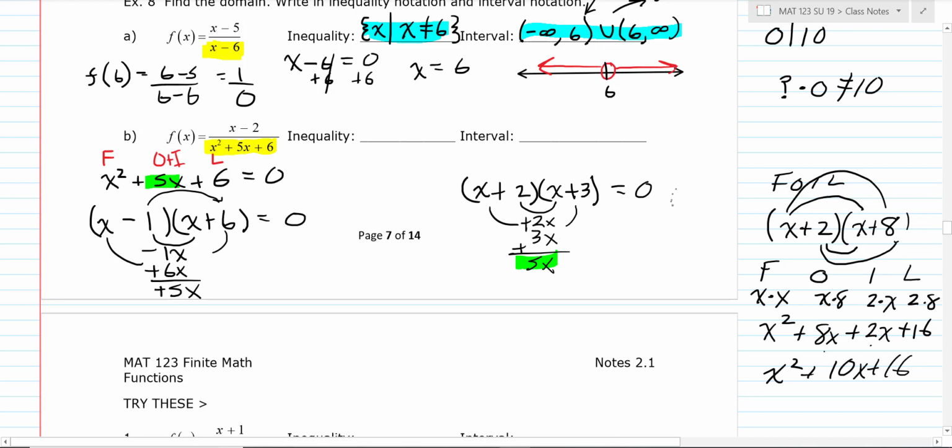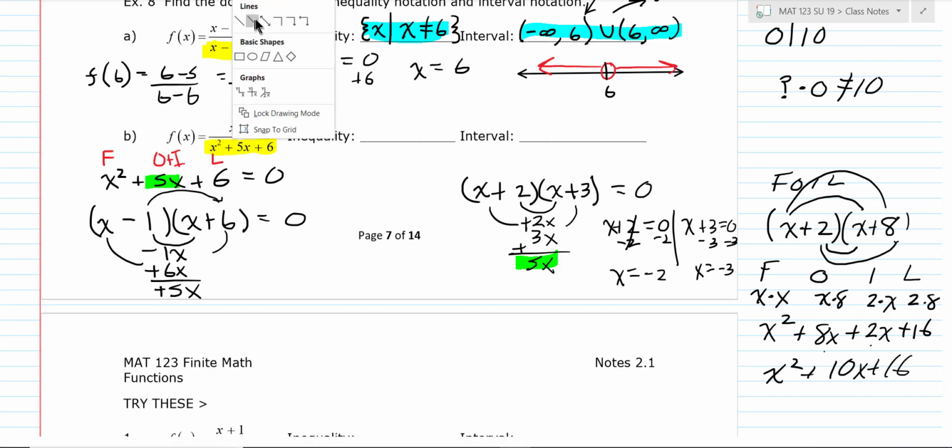So what you do next is you take each factor and you set each factor equal to 0, and you solve these two equations, which you can do in your head. You could subtract 2, you would get x equals -2. Here you could subtract 3, so you'd get x equals -3. So there's 2 things that cause this denominator to be 0.